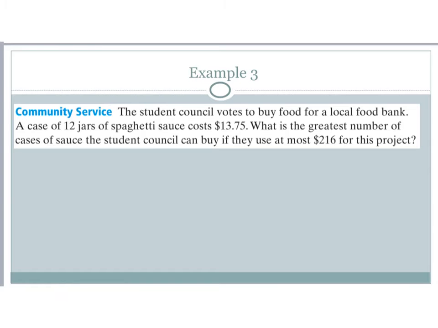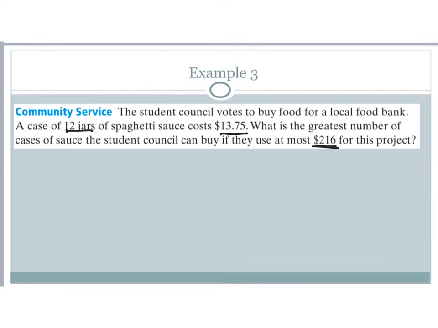Now example 3 says, the student council votes to buy food for a local food bank. A case of 12 jars of spaghetti costs $13.75, and it wants to know what is the greatest number of cases of sauce the student council can buy if they use at most $216 for this project.